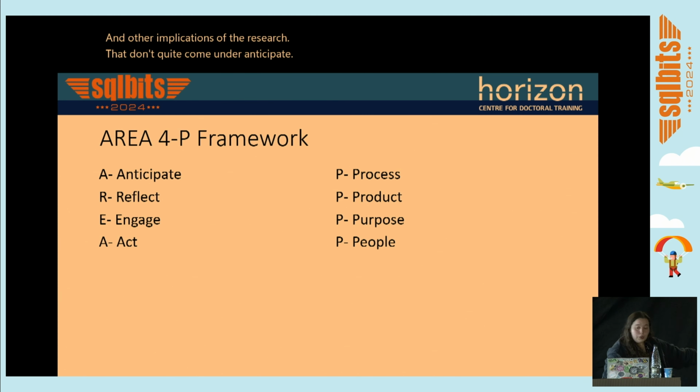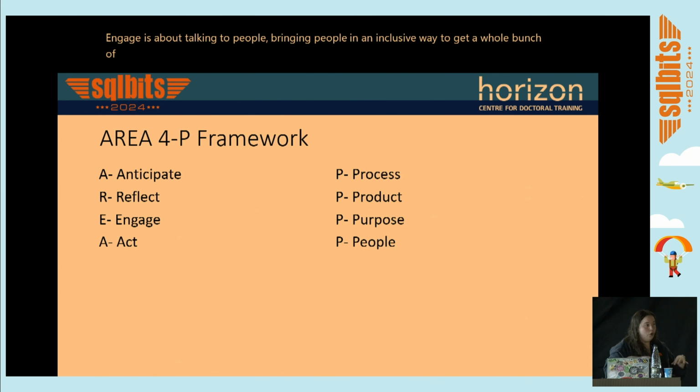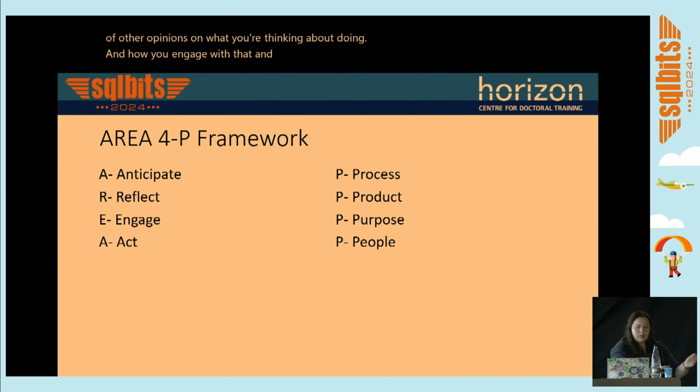Engage is about talking to people, bringing people in an inclusive way to get a whole bunch of other opinions on what you're thinking about doing, and how you engage with that and how you deal with that. And act is doing the thing that you said you want to do.